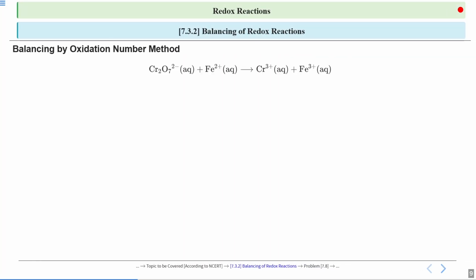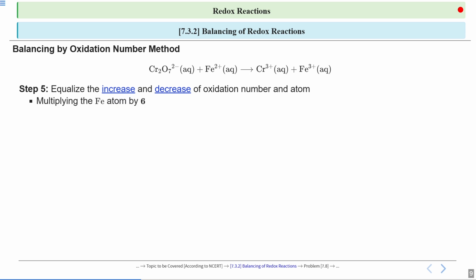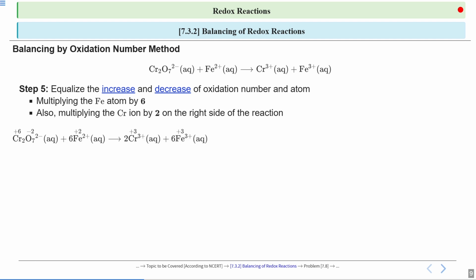Now, for this reaction, step 5 would be to equalize the increase and decrease of oxidation number and atoms. How can we equalize this increase and decrease? As we have calculated the oxidation number, and we have also calculated how much it has been increased or decreased. So here, if you multiply the iron atom by 6 and also multiply the chromium ion by 2 on the right hand side of the reaction, we can write it as Cr2O7 2- plus 6 Fe2+ gives 2 Cr3+ plus 6 Fe3+.